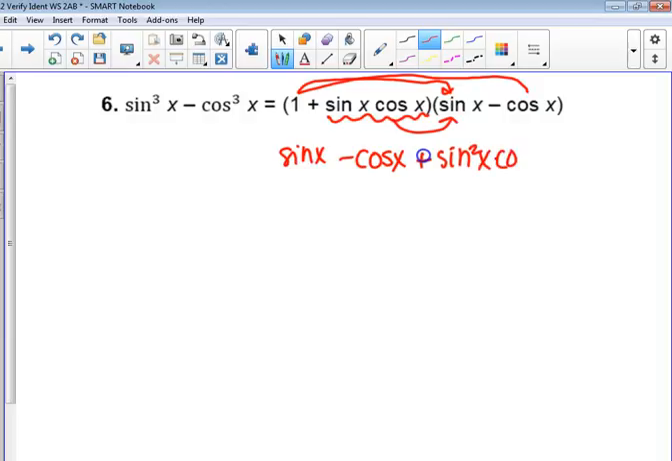Sine squared times cosine. Okay. Now when I multiply a sine cosine times a negative cosine, I get a negative sine and a cosine squared, whatever order you want to write that in. Okay. Now, this is where most of you would have got stuck.